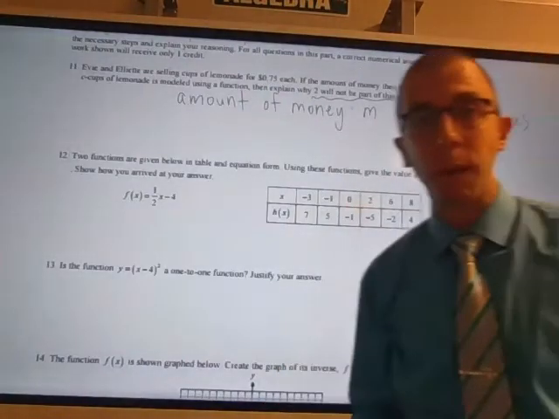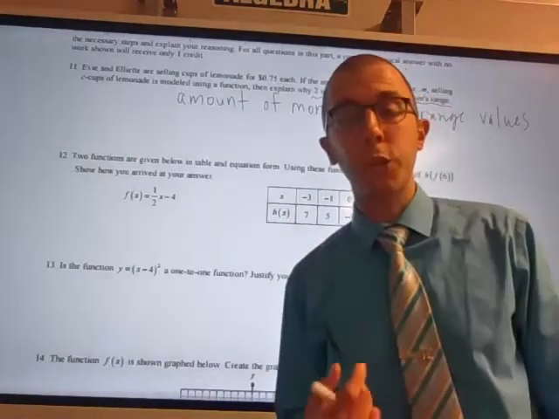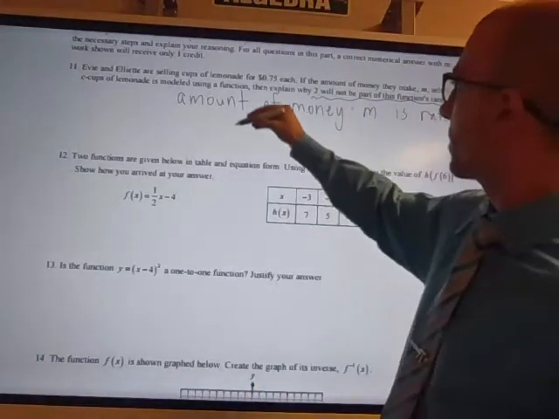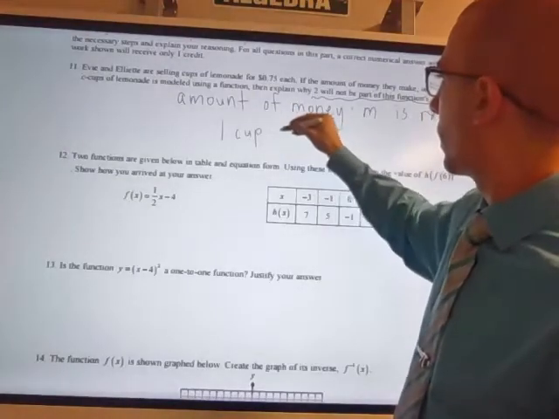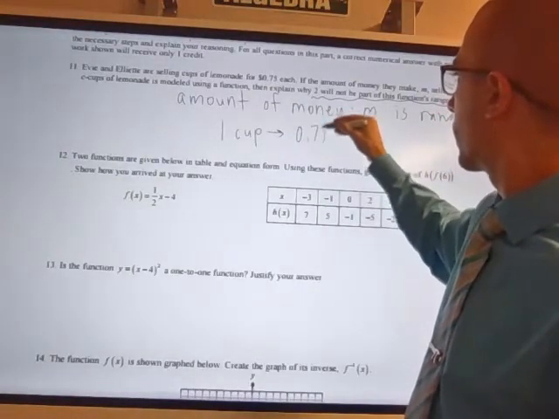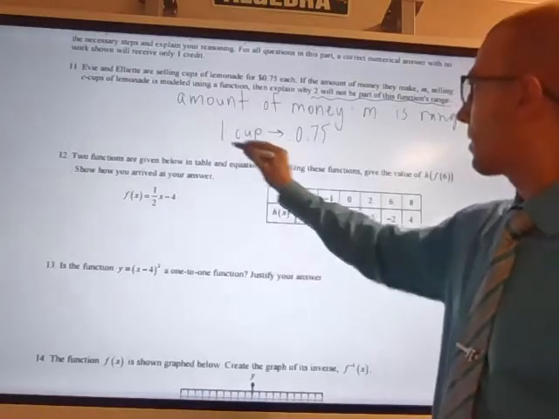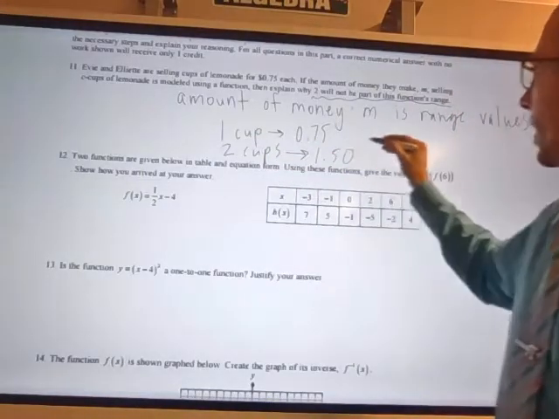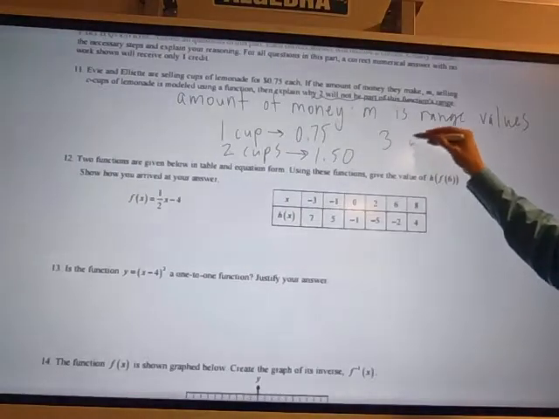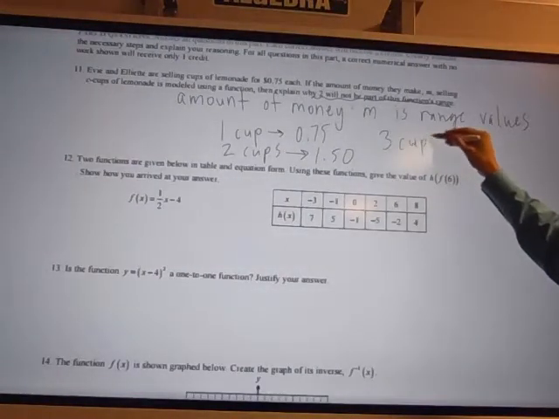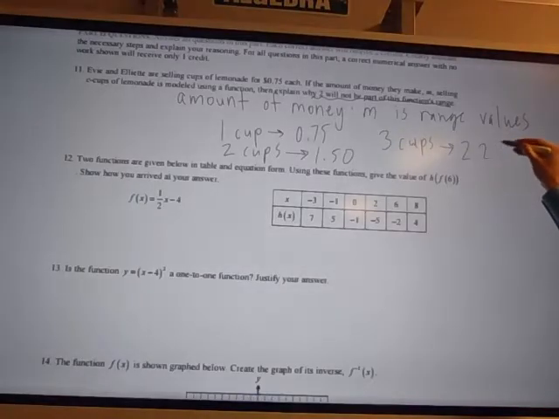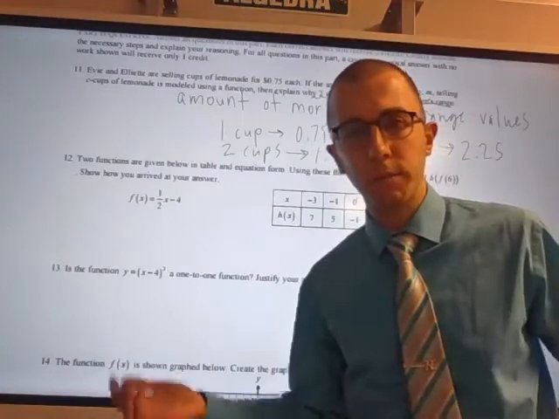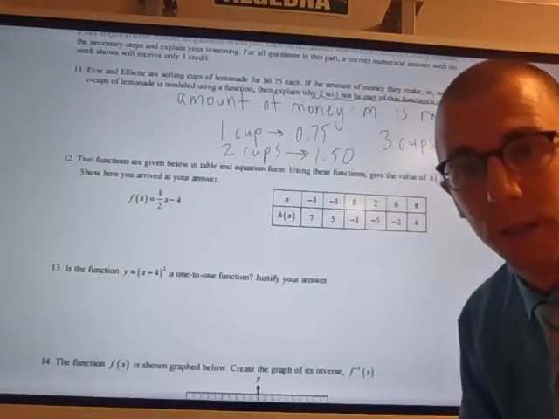Well, they're selling cups of lemonade, and how much is each cup? Each cup is 75 cents. So let's see, 1 cup, they make 75 cents. 2 cups, they make $1.50. 3 cups, they make $2.25. So what do you guys notice there? I think most of you guys did notice this, right?